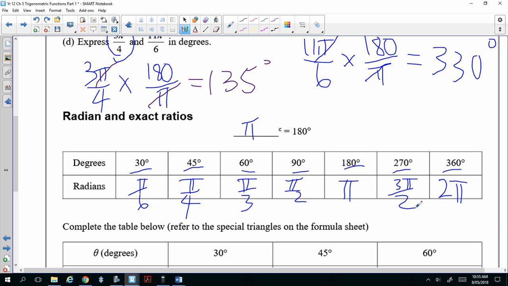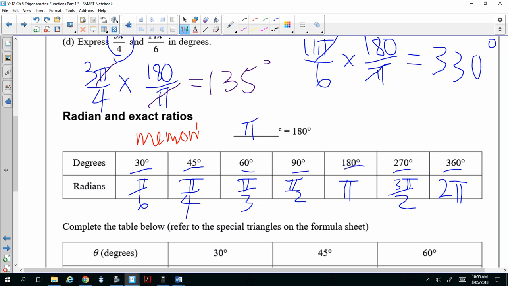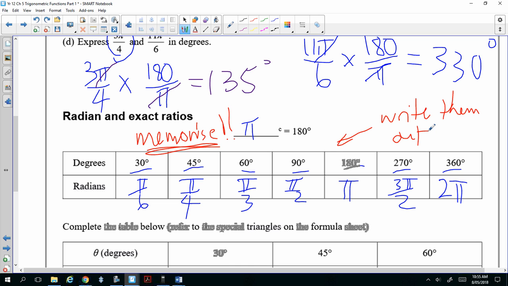Memorize. Okay, how do I memorize? Just write them out many times. Write them out. And maybe 5 times a day, you will remember them. Or more. I think after writing it 10 times, you will remember them. It's very easy to remember.